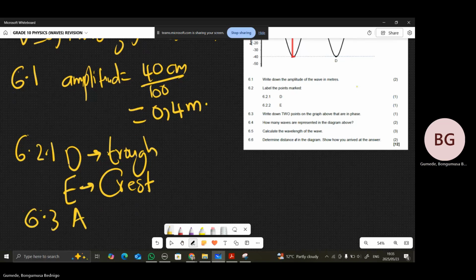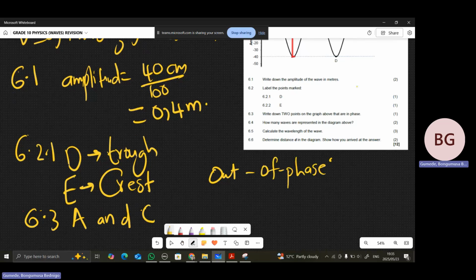6.3, it's A and C. What if they asked for points that are out of phase? It means that A and B are going to be out of phase. You can say B and C and other points there.